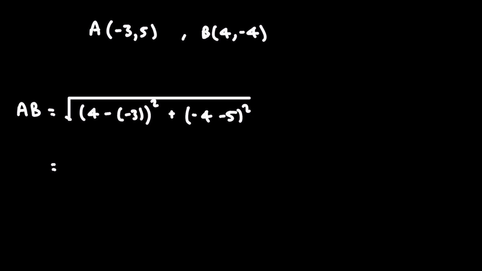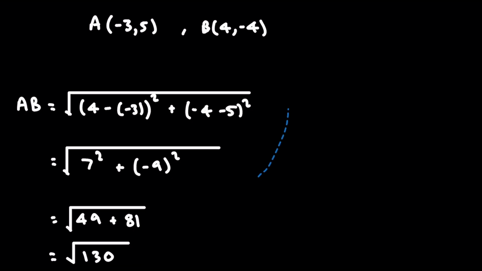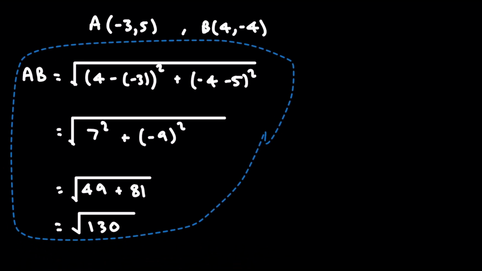Now remember, if you do 2 negatives in a row like this, that just becomes addition, so it becomes positive or plus. So it's really the same as 4 plus 3 whole squared, and that's really just 7. So 7 squared plus minus 9 squared, and that's the same as 49 plus 81 square rooted. And this comes out to the square root of 130. And that is the answer to this problem here.